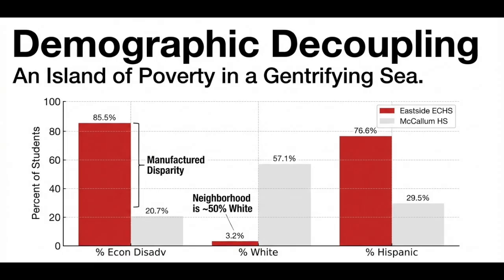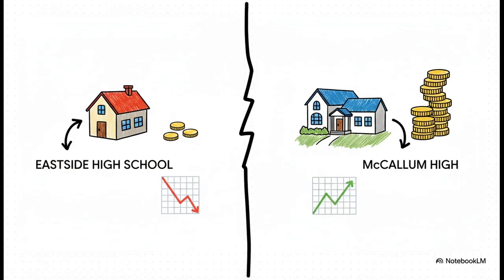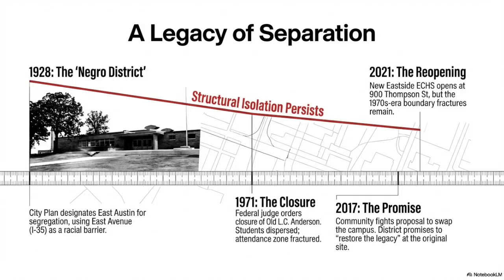The story starts in 1928 with Austin's segregation plan, which officially redlined East Austin. Then in 1971, the district closed the city's original black high school, L.C. Anderson. But instead of creating a truly integrated neighborhood high school, Austin ISD sent many of the central, more desirable neighborhoods to McCallum. That was the first major carve-out. Over the decades, magnet programs and easy transfers pulled even more students away.